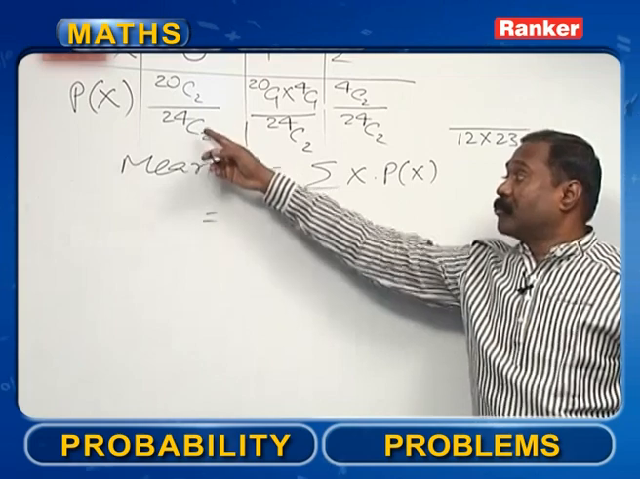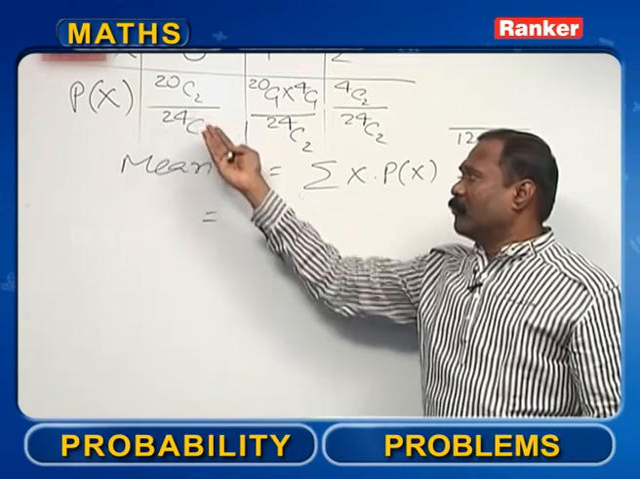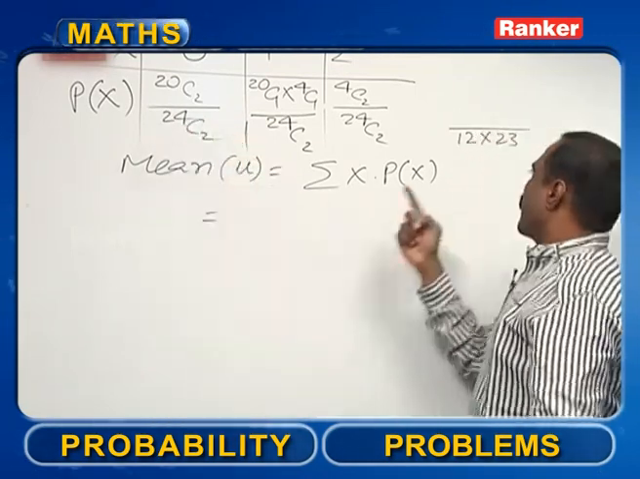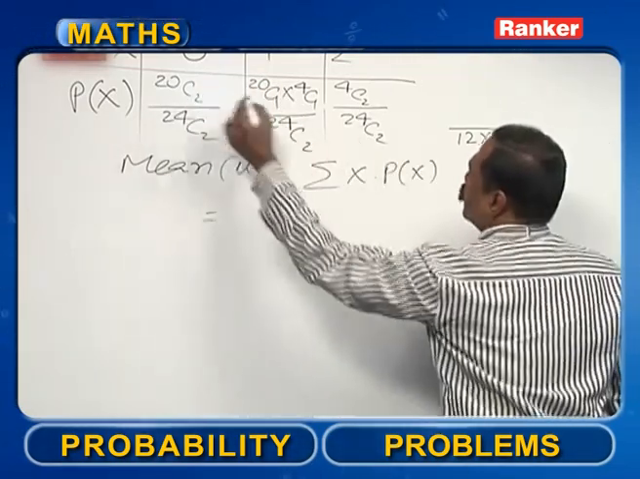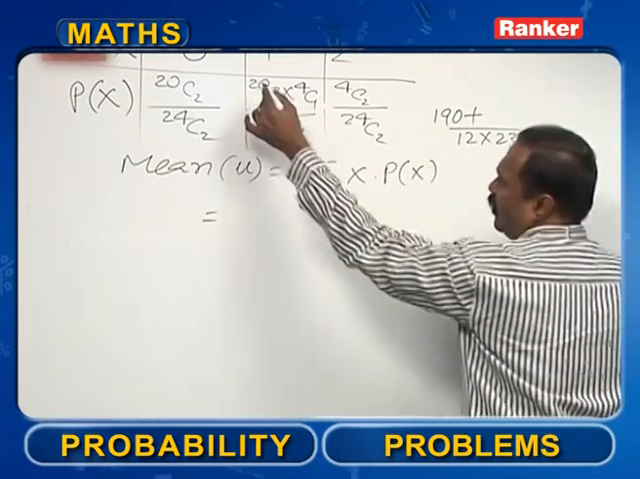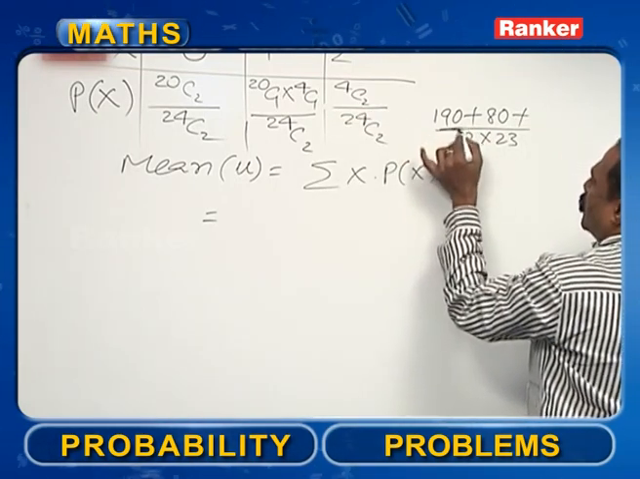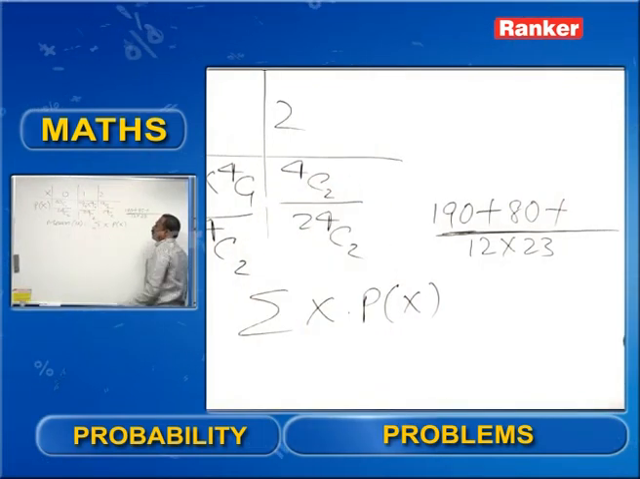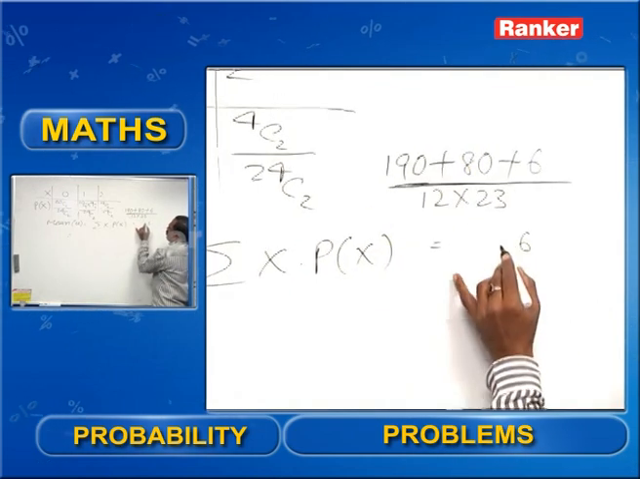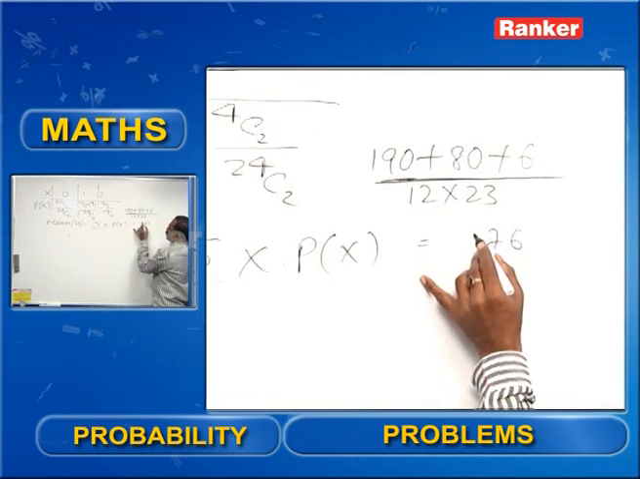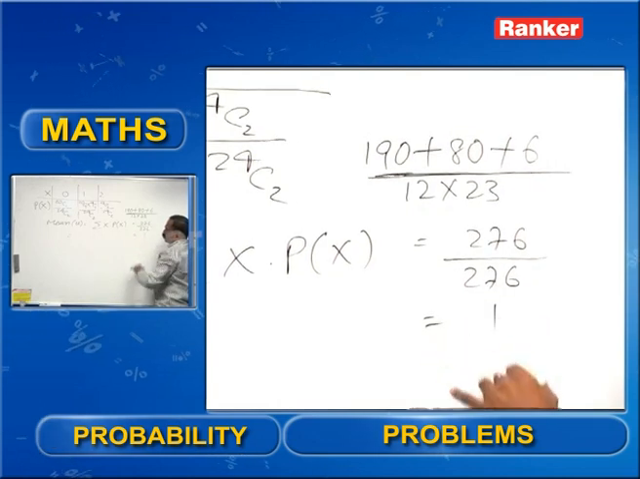Mental calculation: 24 C2 means the suffix is 2, so start from 24 and write 2 factors in descending order, 24 into 23 upon 2. The 2 gets cancelled, it is 12. The numerator: 20 C2 is 10 into 19, which is 190. Plus 20 into 4, which is 80. Plus 4 C2, which is 4 into 3 upon 2, which is 6. So totally it is 190 plus 80 plus 6, which is 276, upon 12 into 23, which is 276. This is 1. Understand that?